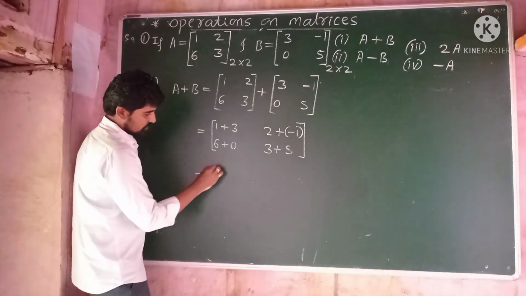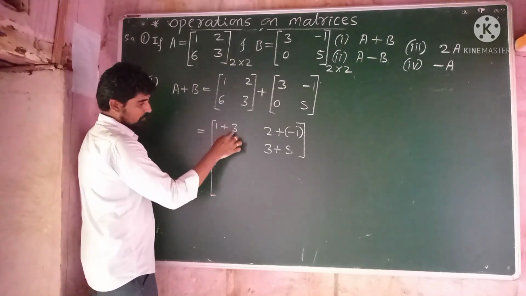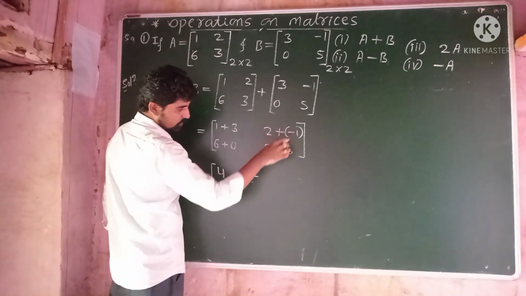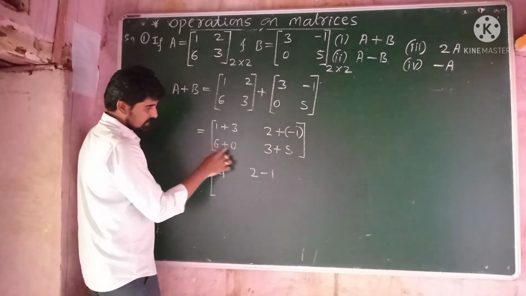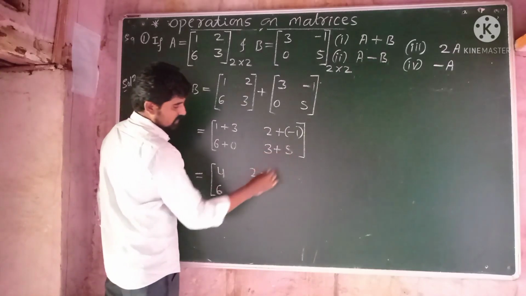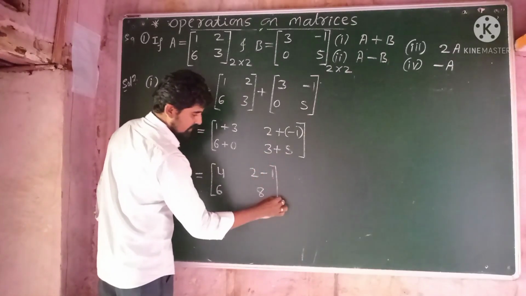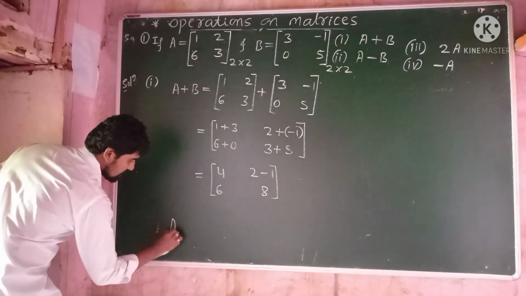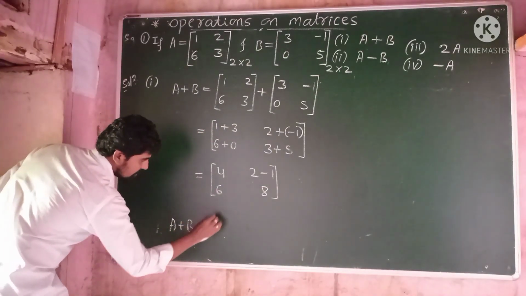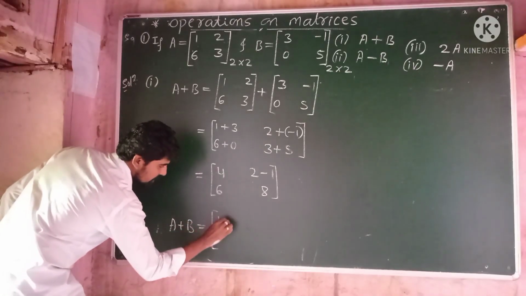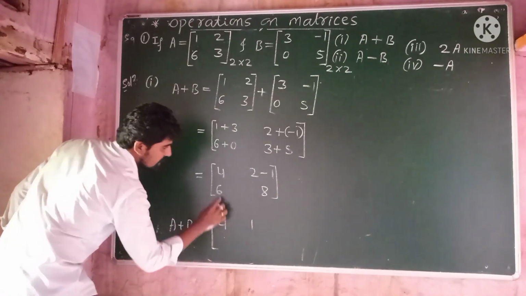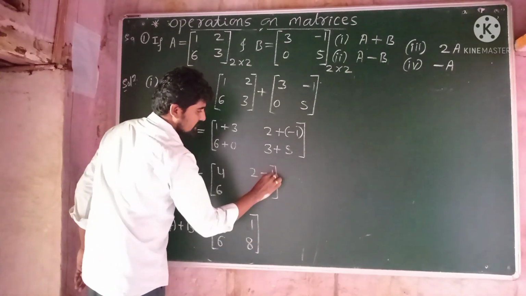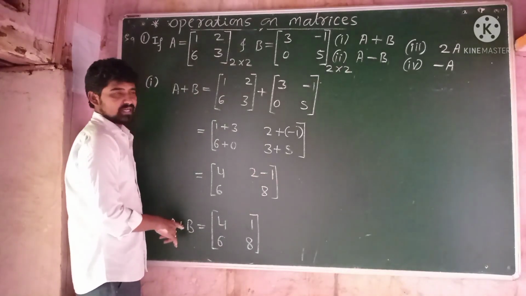So which is equal to 1 plus 3 is 4, 2 as it is, plus into minus, minus 1, 6 plus 0 is 6, 3 plus 5 is 8, and hence the matrix A plus B is equal to 4, 2 minus 1 is 1, and 6 as it is, 8 as it is. This is the required A plus B matrix.